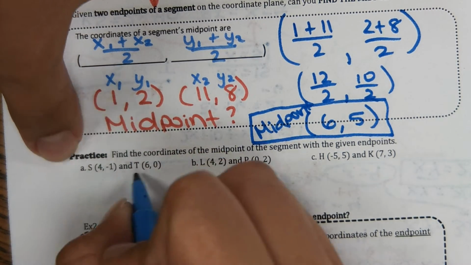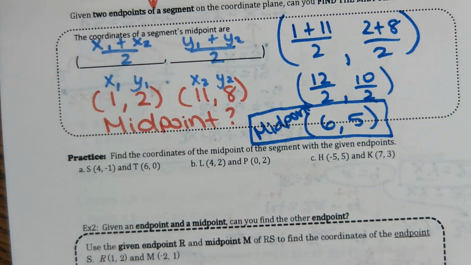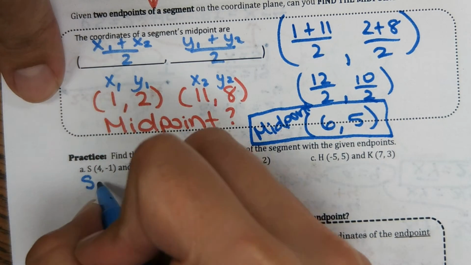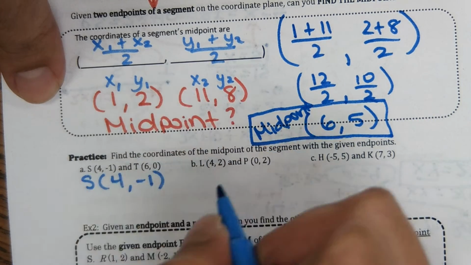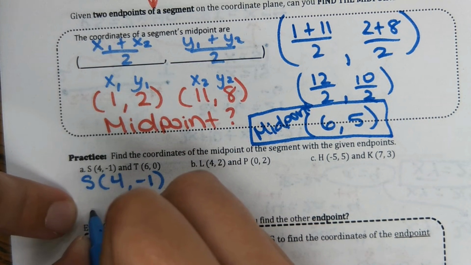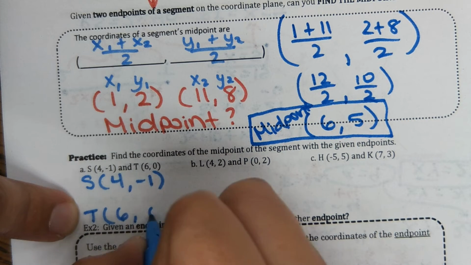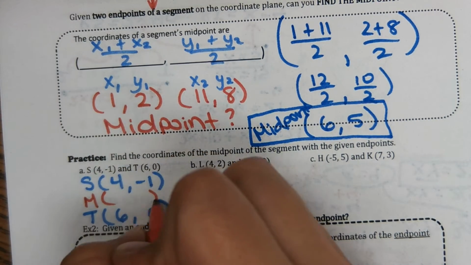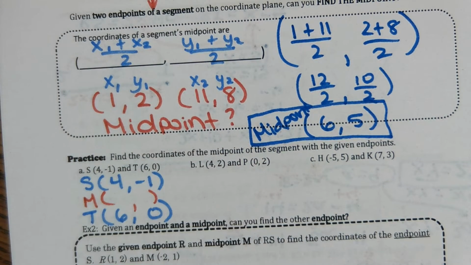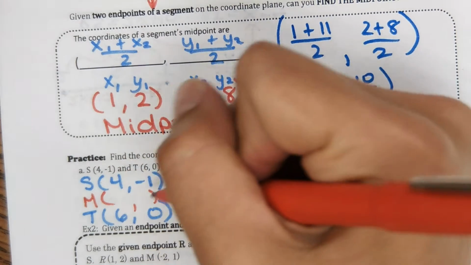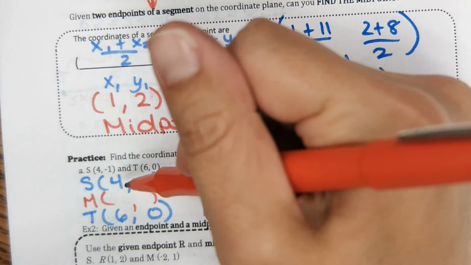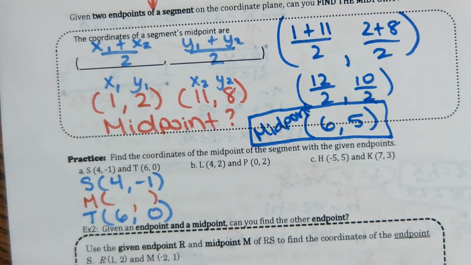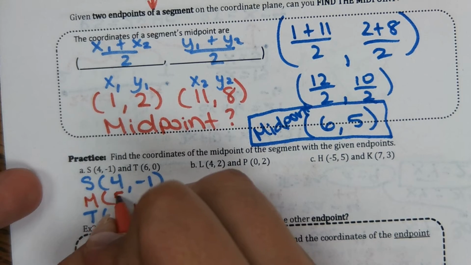So here it gives you two coordinates, S and T, and you're asked to find the midpoint. So I'm going to write out S is 4, -1, and then I'm going to leave some space and put T is 6, 0. And then I'm trying to find the midpoint between these two points. Okay, so now I can look at just the x values and just the y values separately. What's the middle of 4 and 6? 5. Cool. So you just found the x coordinate.